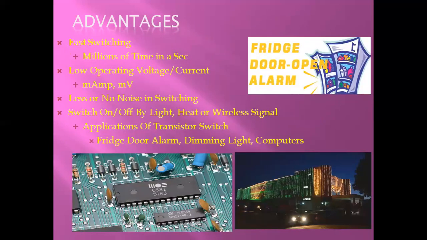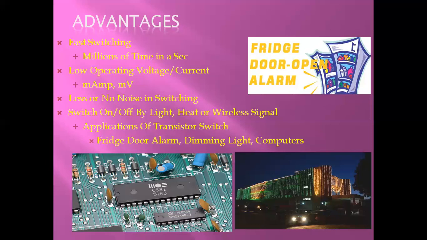Coming to the advantages: fast switching is achieved, millions of times per second, low operating voltage and current, milliamperes or millivolts, and less or no noise in switching. Switching on and off can be done by light, heat or wireless signal. Applications of transistors as switches, as we have discussed, are in on mode and off mode, that is open condition and closed condition.